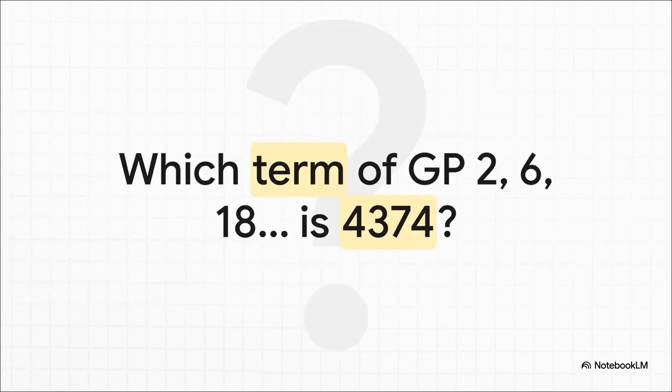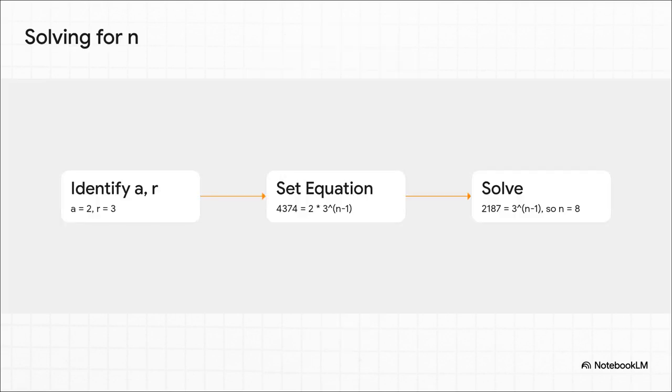Let's try another pause and solve challenge, but this time we're working with exponents. Grab your calculator, identify your A and R for the sequence 2, 6, 18, set the whole thing equal to 4,374, and see if you can solve for the position n. Okay. Let's review the steps. Our A is 2, our R is 3. We set 4,374 equal to 2 times 3 to the power of n minus 1.